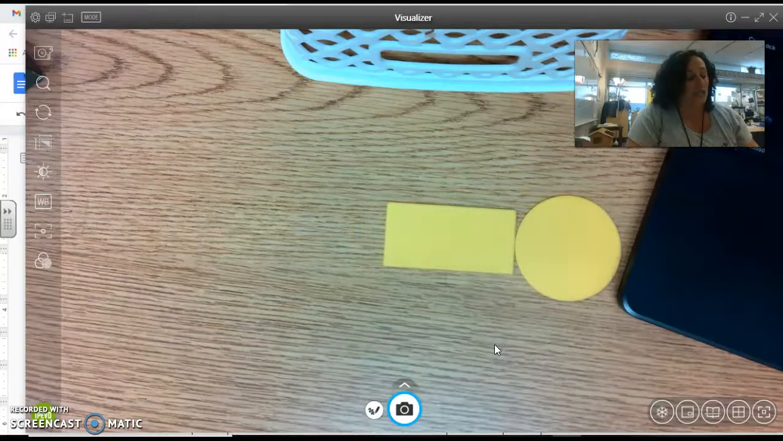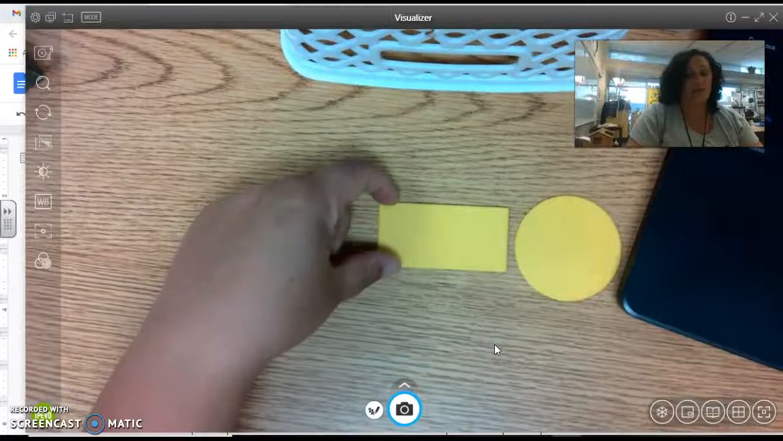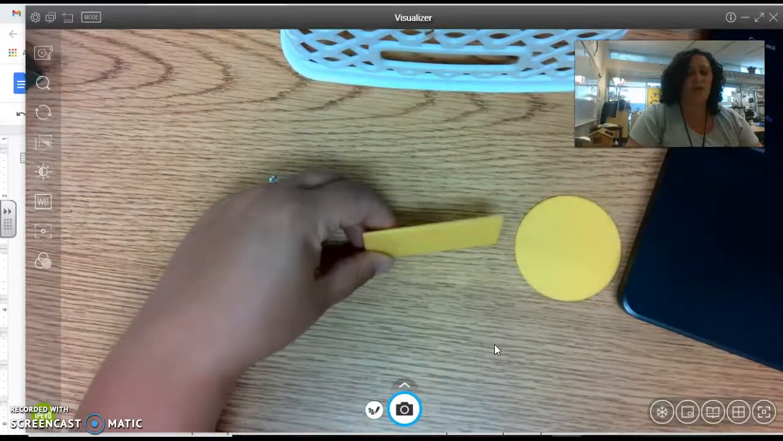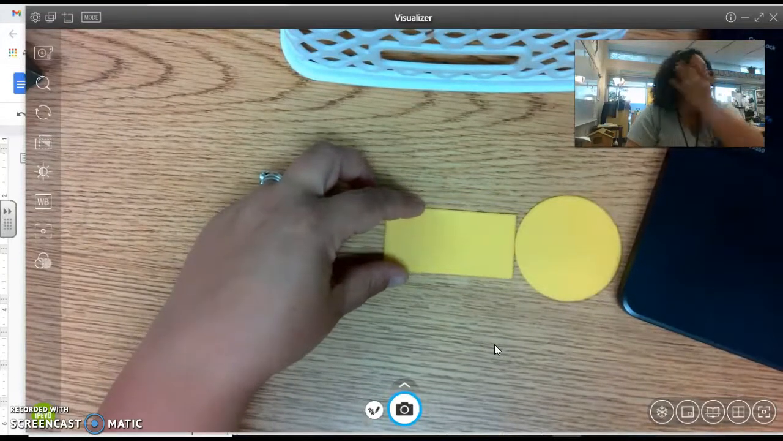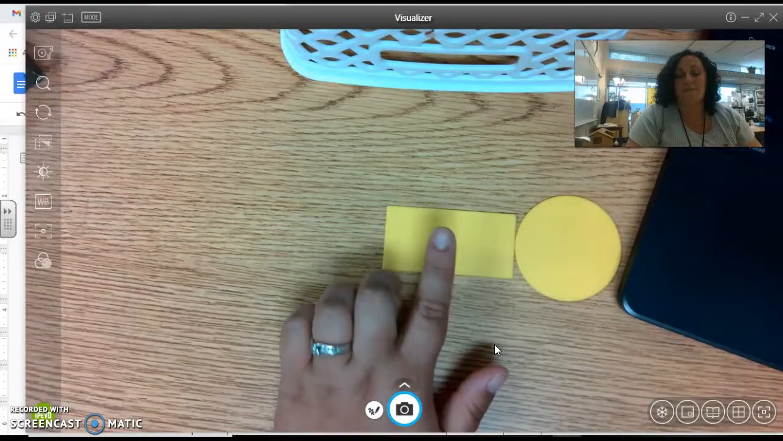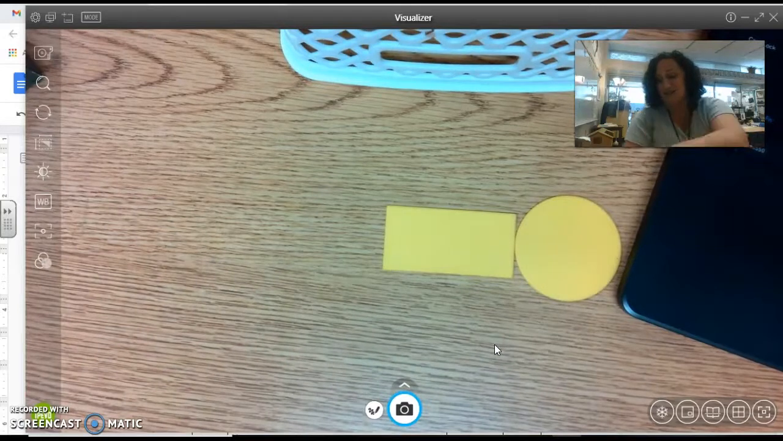Now Sally is looking at this block. Let's look at this one. This is yellow. I'm going to lift it up and let you see how thin or thick it is. It's pretty thin, right? And what shape is this? It's a rectangle, that's right. So now Sally has to find a block that matches mine. Are you ready to see what Sally chose?